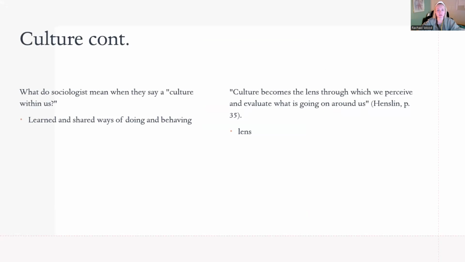I pulled this quote from my Intro to Sociology textbook, and I like it. That particular textbook refers to a culture within us, where sociologists say that there's a culture within us. So take some time, reflect upon this, and think about how there is a culture within you.